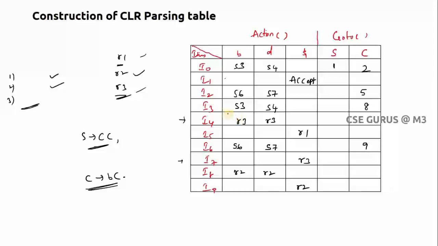If it is ambiguous, you may find, like in I3, S3 or R1. That means either shift or reduce. Like this you will find in some grammars, where the grammar is ambiguous. But now you can say the given grammar, whatever you have taken, is not ambiguous. That's why you are not getting that sort of mistakes.